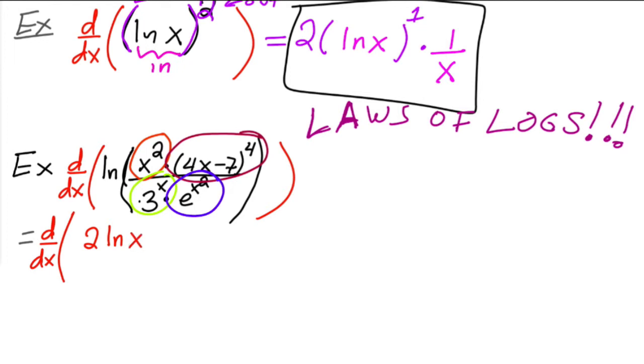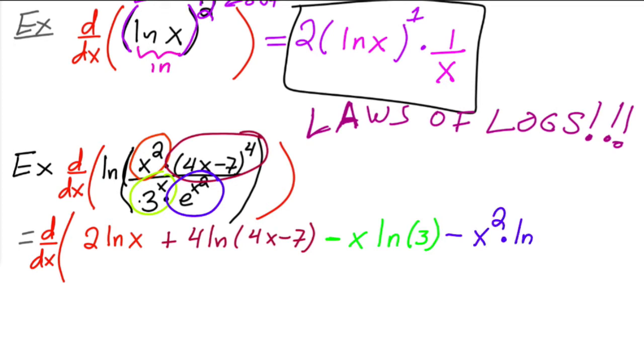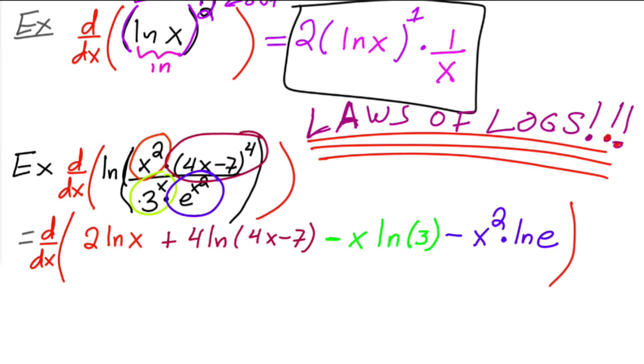And so when I break this up, this is going to be equal to 2 natural log of x plus 4 natural log of 4x minus 7, minus, let me change that green to a less offensive green, minus x natural log of 3, and then minus x squared times natural log of e. And again, if you don't remember your laws of logarithms, go back and review them. But this is what it breaks up into.